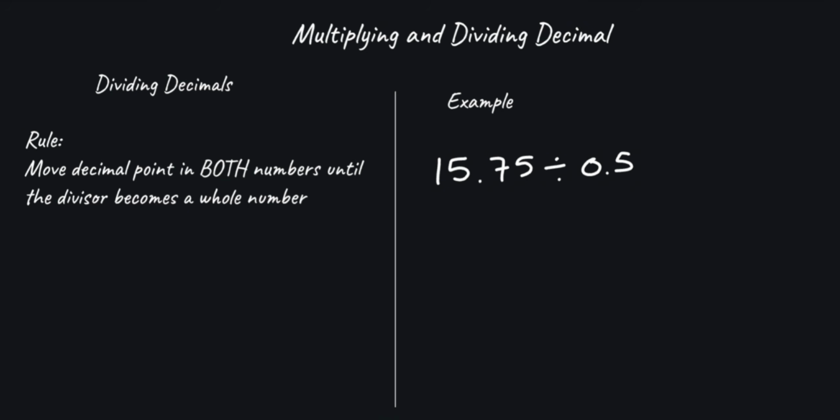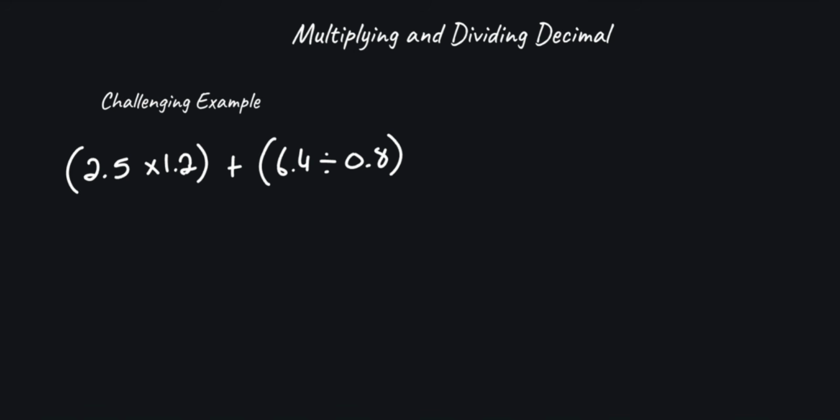Here's another question. 15.75 divided by 0.5. Let's do the same thing. One decimal place there. Now this is a whole number. This is 5. So we're looking at 157.5. Let's work on this. 5 into 15 is 3. 5 into 7 is 1. Remainder 2. Right? 5 into 25 is 5. And then we can drop the decimal point there. That's your answer.